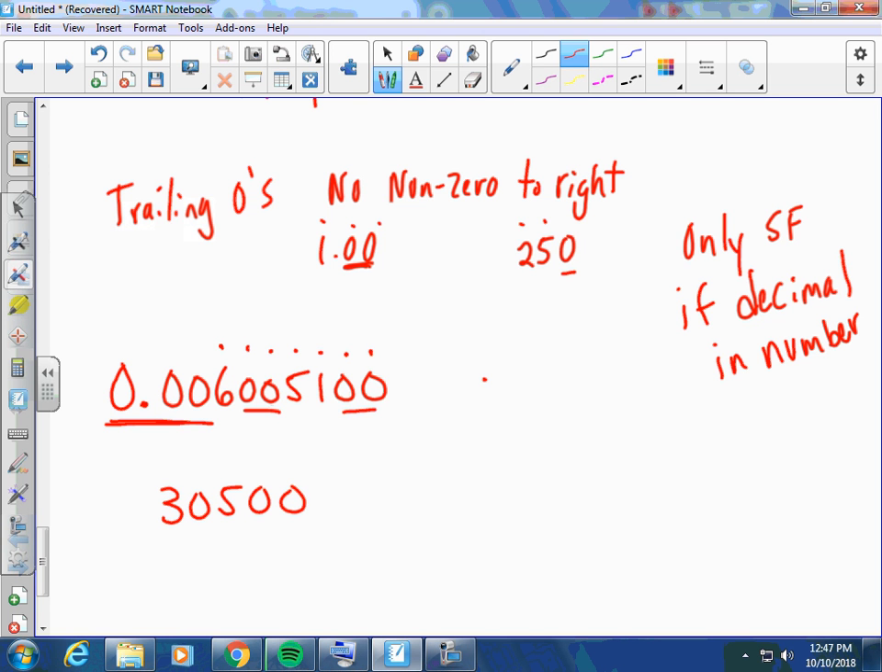Last one. Got 30,500. So I know the 3 and the 5 count because they're not zeros. What is that first zero? Leading, middle, or trailing? Does it have a non-zero digit to the left of it? It does. Does it have one to the right also? That makes it a middle zero, right? Middle zeros always count. What kind of zeros are those? Trailing. Trailing only counts if there's a decimal point in the number. Is there a decimal point in this number? There is not, so they do not count. So this number here would have 3 significant figures. The 3, the first 0, and the 5.